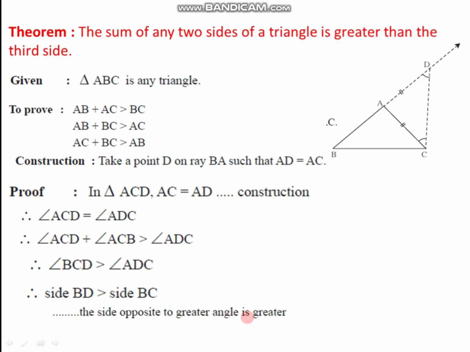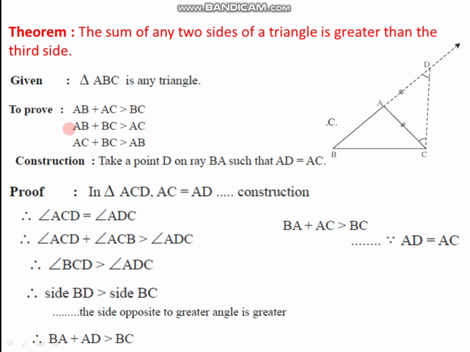The reason is the side opposite to the greater angle is greater. See in the diagram what BD is. We get segment BD if we add two smaller segments BA and AD. So instead of BD we can write BA plus AD, which is greater than BC. As B, A and D are collinear points, we can split BD into BA plus AD. Now we have proved that AC is equal to AD, so in this equation, instead of AD we can write AC to get BA plus AC is greater than BC. Now if we rearrange this, we get AB plus AC, which is greater than BC. So here we have proved the first statement that we were asked to prove.